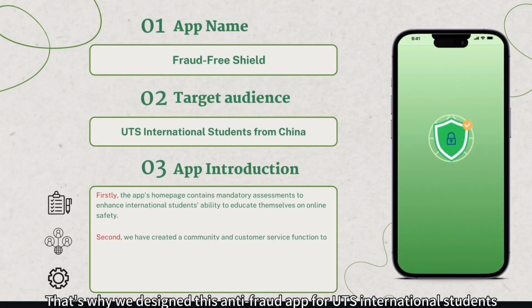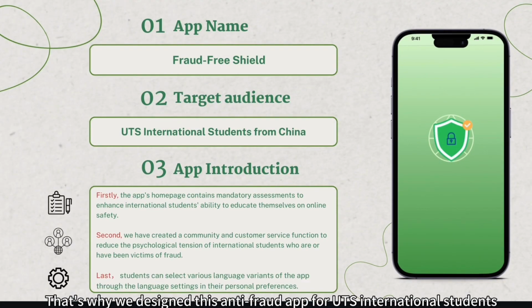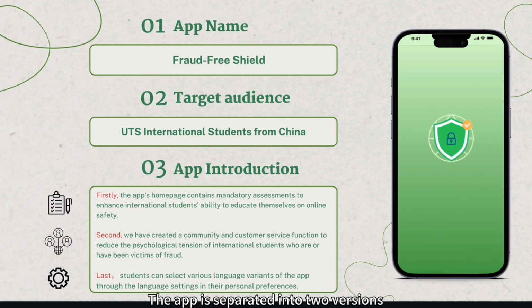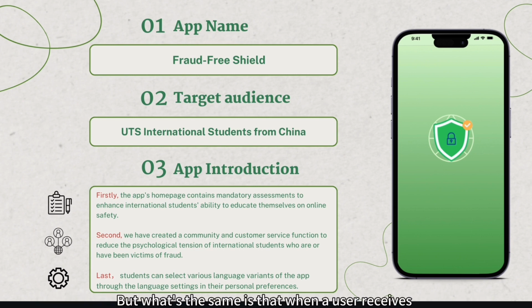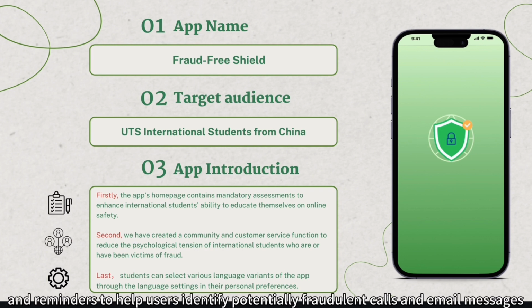That's why we designed this anti-fraud app for UTS international students called Fraud Free Shield. The app is separated into 2 versions, beginner and intermediate, with certain particular variations in the settings. But what is the same is that when the user receives an unknown call or text message, the app provides alerts and reminders to help users identify potentially fraudulent calls and email messages.